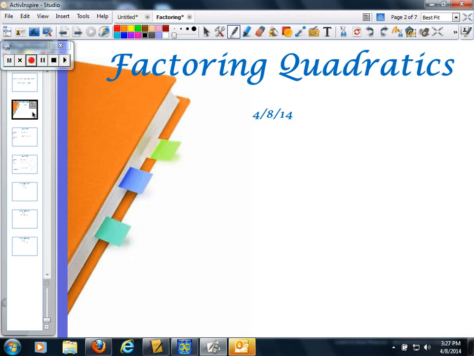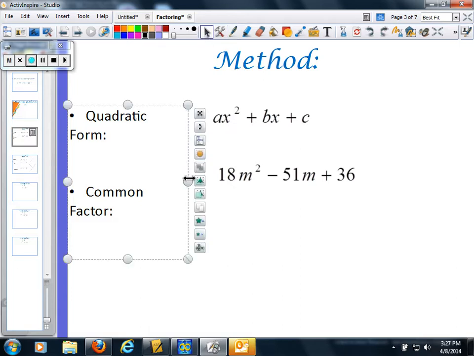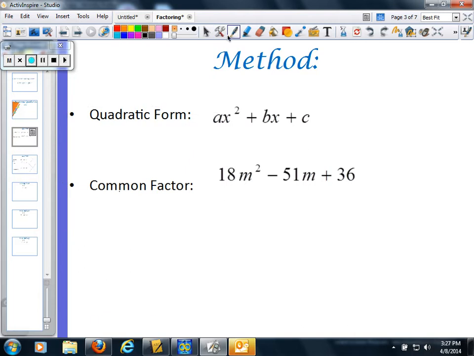So, factoring quadratics. There are a couple of different methods. First thing you need to know is what quadratic form is. Quadratic form is ax squared plus bx plus c. You also need to know that one of the methods is called just finding a common factor.